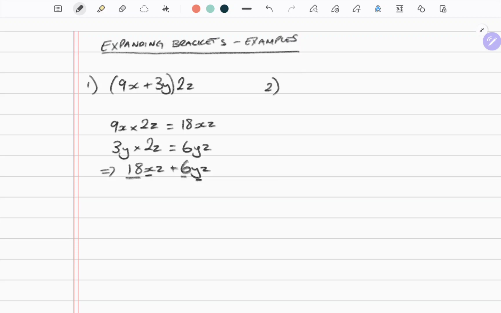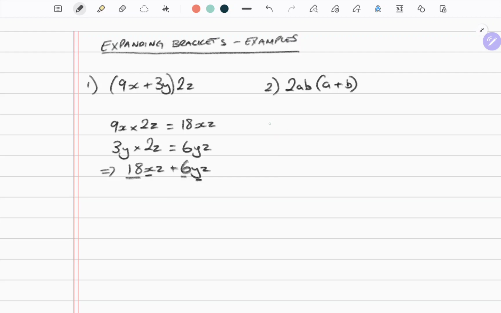Okay, let's look at another example. We have 2ab, and then open the bracket, and then we have a plus b. So I'm going to write this out a little bit differently than the last time. I'm going to put it all in one line.